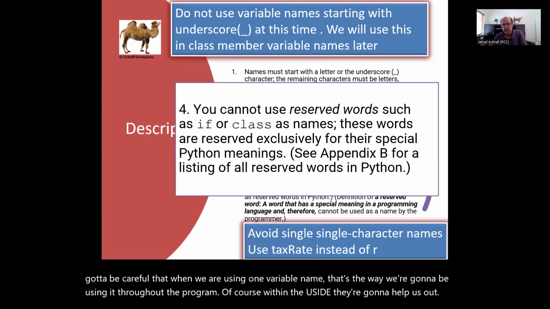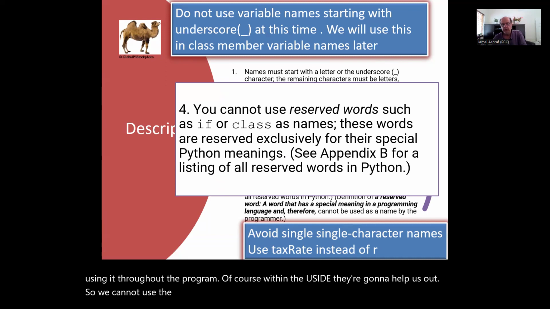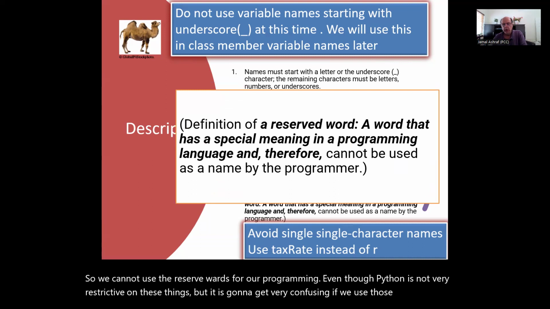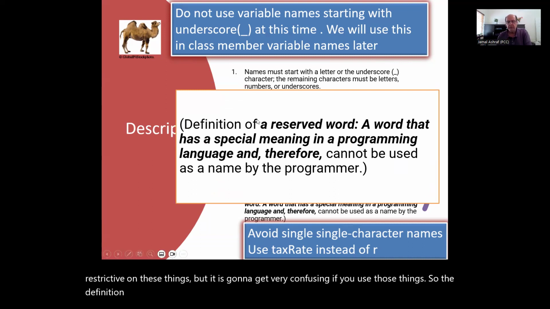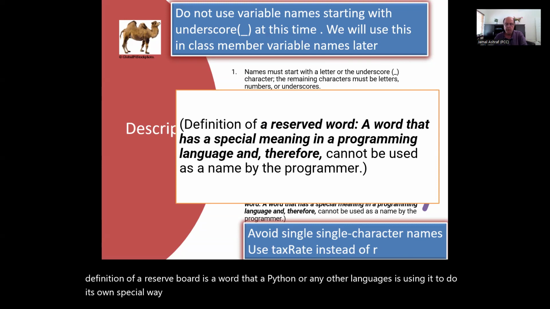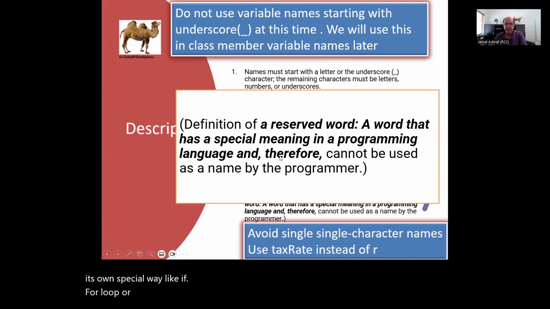We cannot use reserved words for our programming. Even though Python is not very restrictive on these things, it is going to get very confusing if we use them. The definition of a reserved word is a word that Python or any other language uses in its own special way, like if or for loop or anything like that.